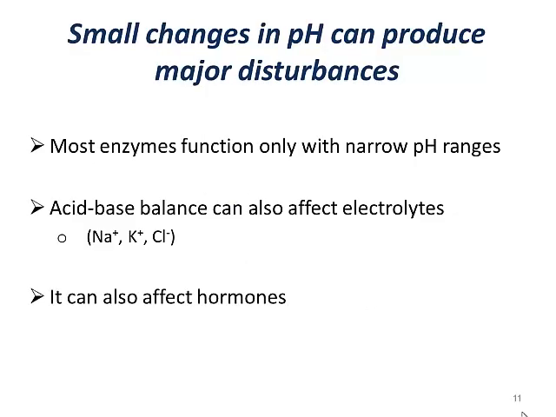Because hydrogen ion is so reactive, tight control of its concentration is essential. Most enzymes function only within a narrow pH range. Acid-base balance can also affect electrolytes, such as sodium, potassium, and chloride. Remember what electrolyte leaves the cell in acidemia? Potassium, right? And what ion does it exchange with? Did you say hydrogen? That's correct. It can also affect hormones. Do you remember what is given to get potassium back into the cell? Hopefully you said insulin, and in turn, that lowers the hyperkalemia. Don't forget that in this case, glucose is given as well.